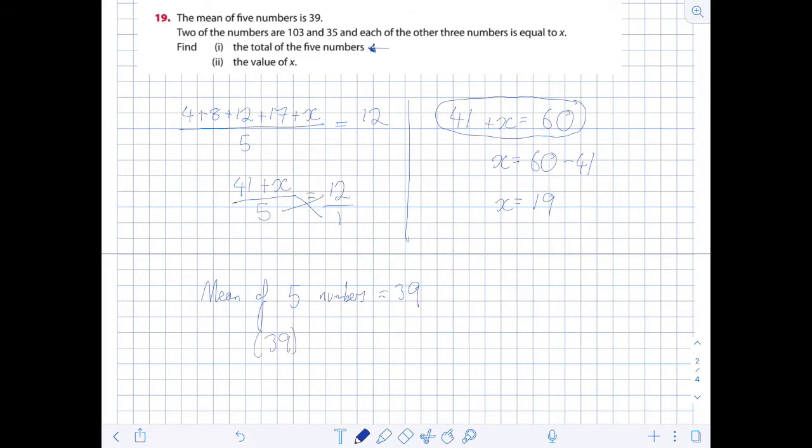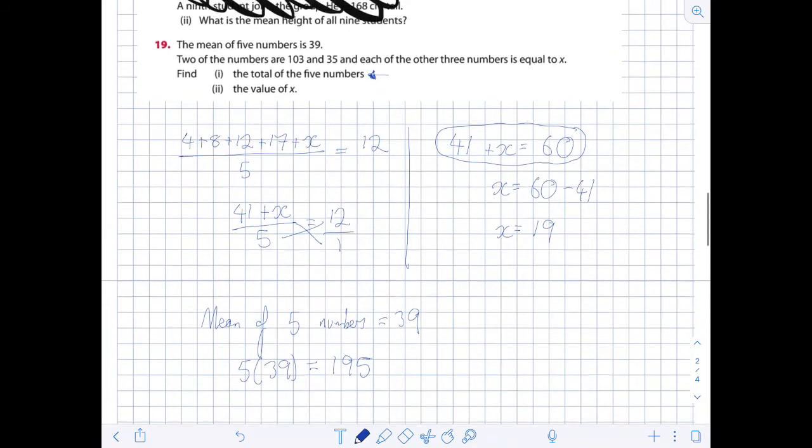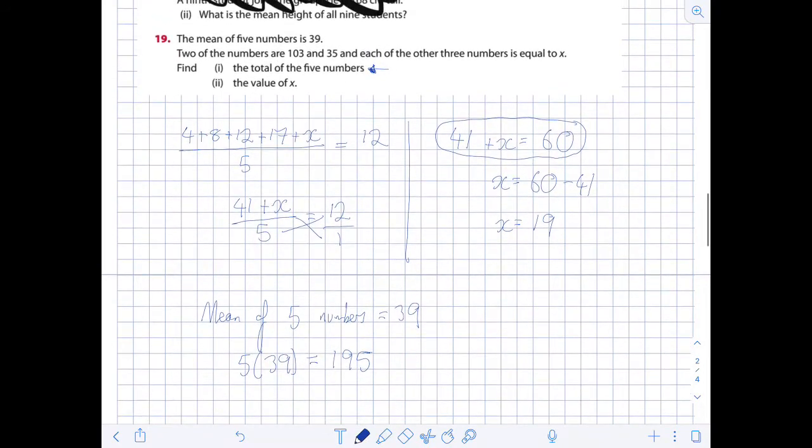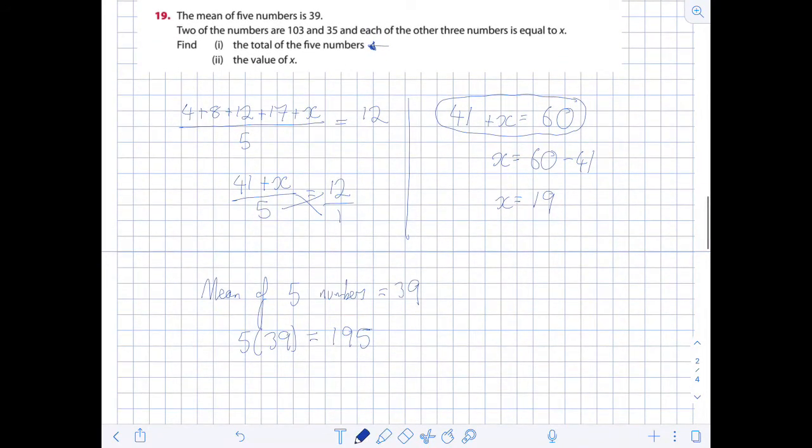So it's 39 times 5. And that's the same as 40 times 5, which is 200, take away 5, which is 395, is it? Better check on the calculator. Sorry, 195. Okay, so it's now coming on past midnight, so please excuse my arithmetic.